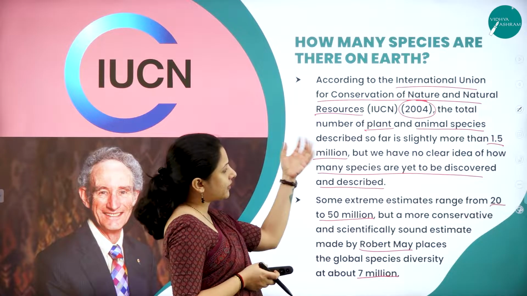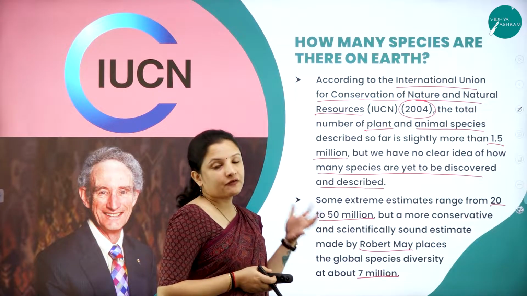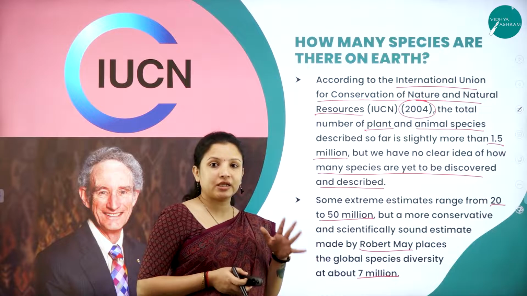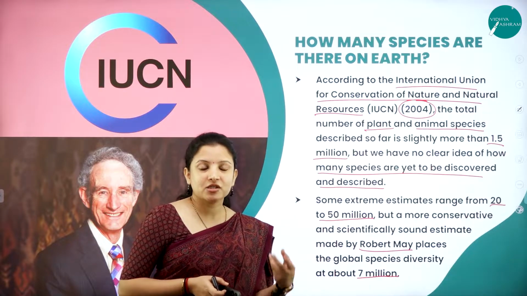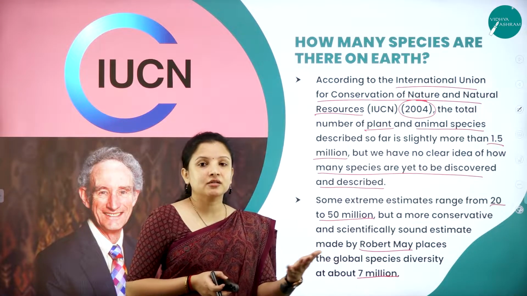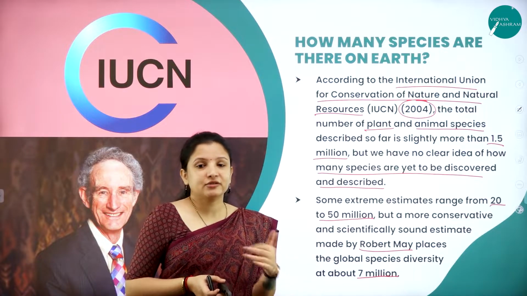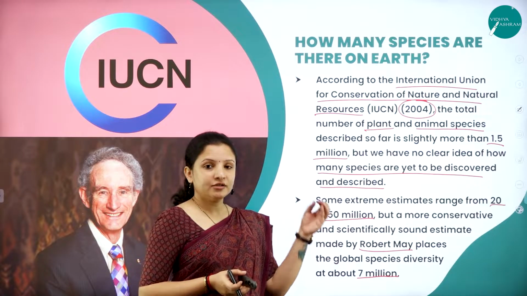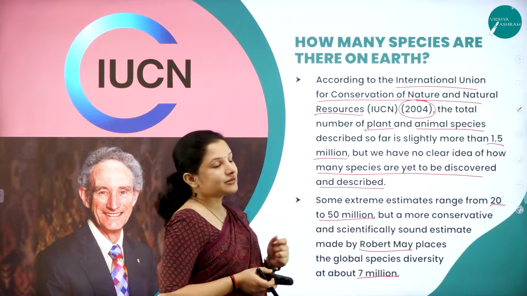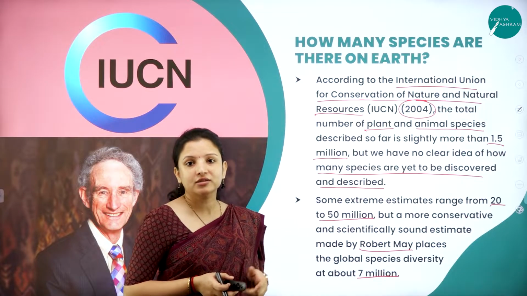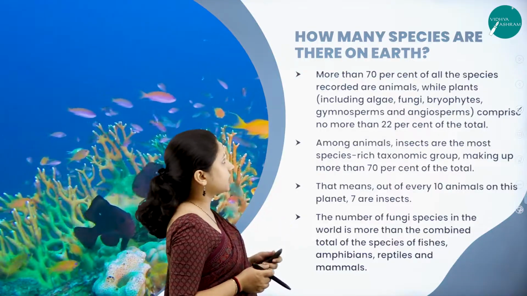Therefore, different organizations give different counts because of this particular reason. Some organizations may not have the data regarding the discovery of a new species, so that will be left out from the count. That is why a proper count of how many species there are on the earth is never available.